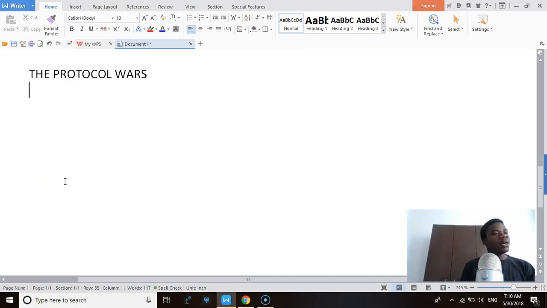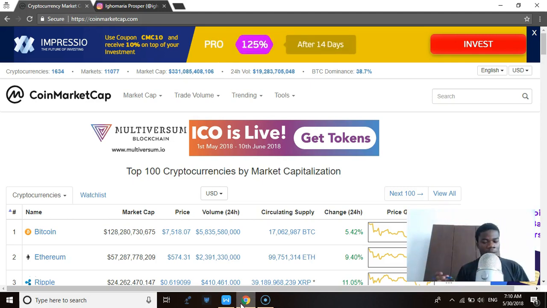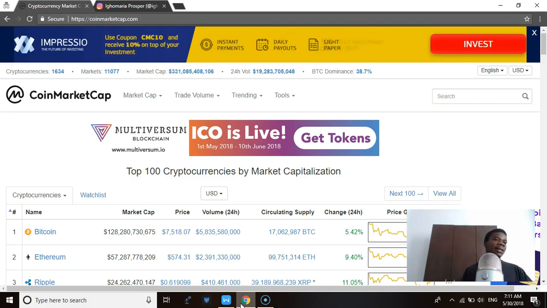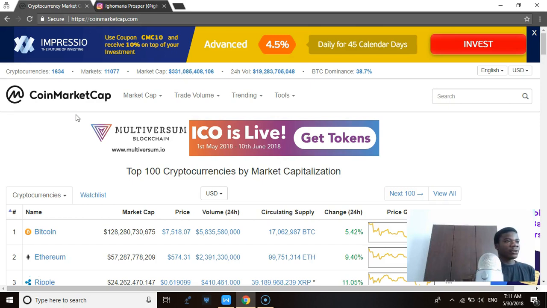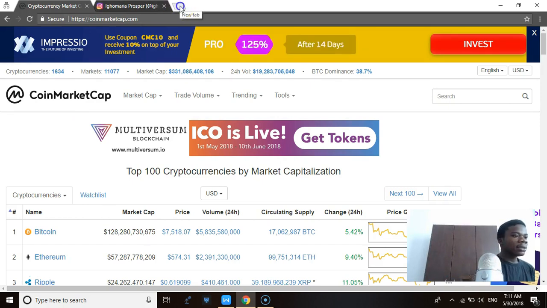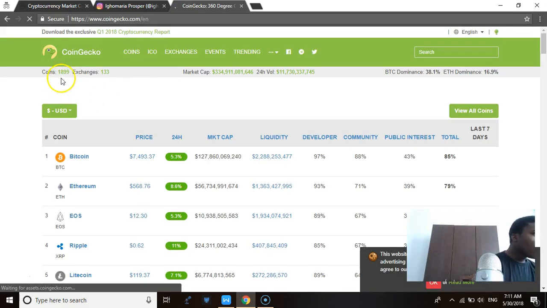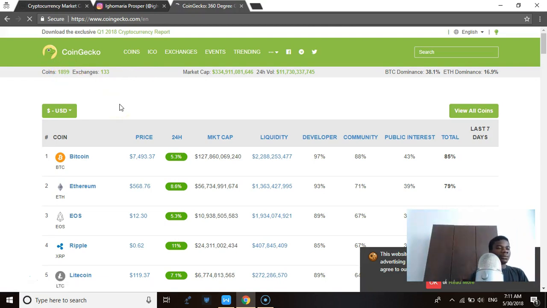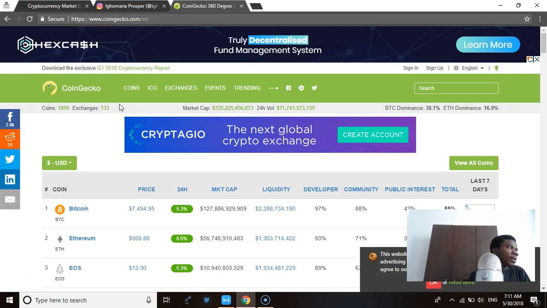So let's talk about the protocols. If you go on CoinMarketCap, which is the place where you get all the info, you have Bitcoin, you have Ethereum, Ripple, this, that, and now you have 1,634. I think this is not the correct figure. CoinGecko has 1,899 coins. You say that exchange, so I don't know why they are not updating that platform. A lot of these platforms are blockchain platform for this, blockchain platform for that. And you really want to pay attention to what is going on in the space.